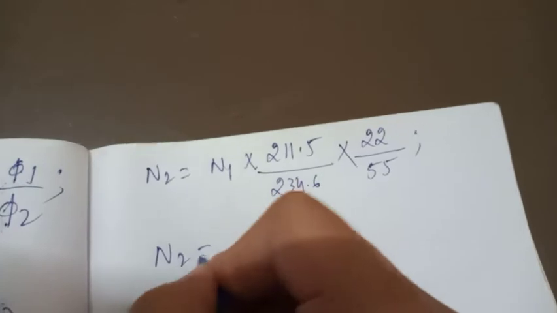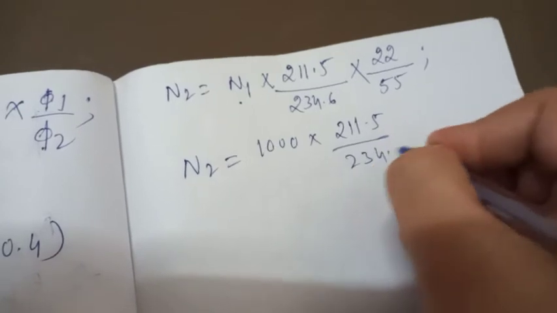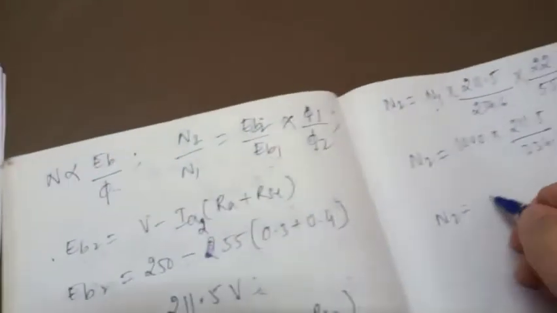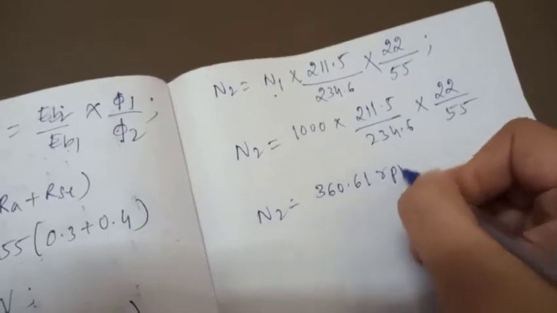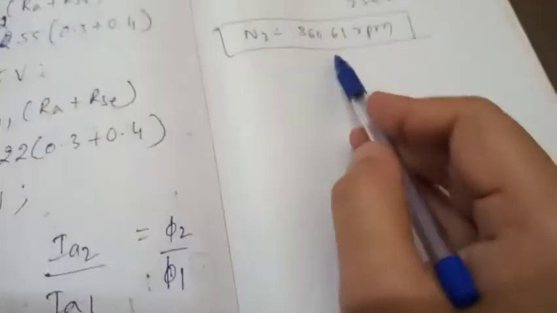So N2 is equal to, what is the value of N1 they have given? N1 is 1000 rpm. So 1000 into 211.5 divided by 234.6 into 22 by 55. N2 will come around 360.61 rpm. This is the new value of the speed when the load is 55 amps. This is how you have to solve the problems on series motor.